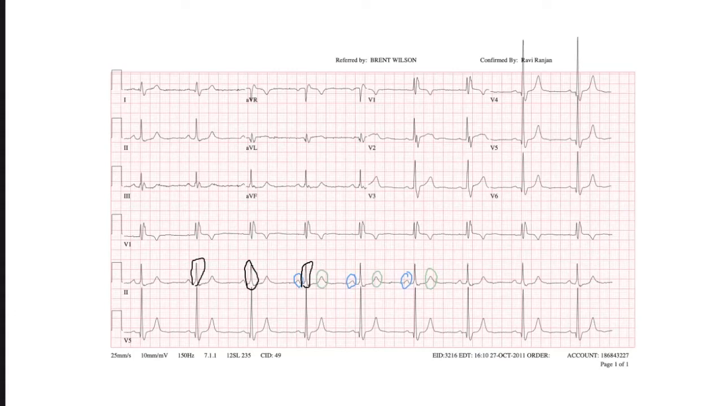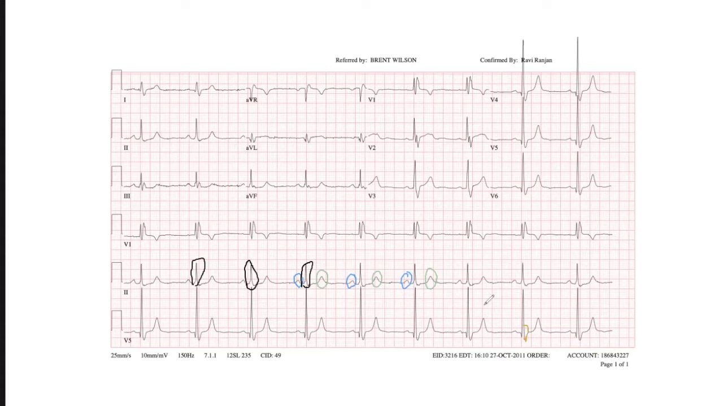So how do we know that it's right versus left? We look at the end of the QRS. If the end of the QRS is negative, it's a left bundle branch block. Like if we look right here, the last part is negative, so that would be a left bundle branch block. If it was the opposite, if the QRS was finishing on the positive side, that would be a right bundle branch block.